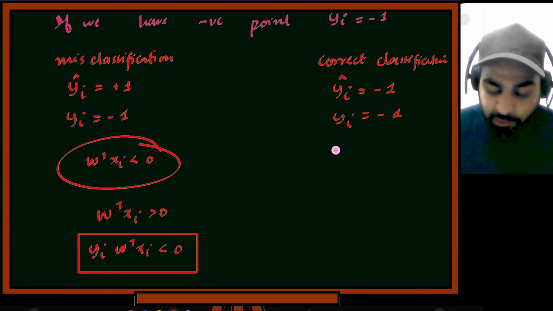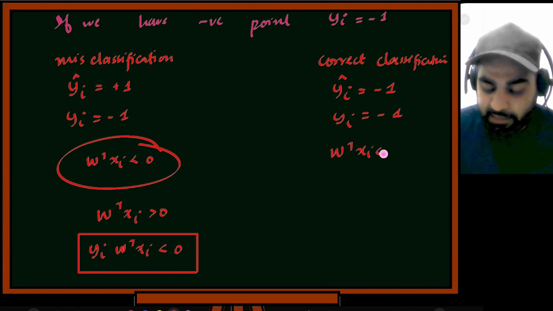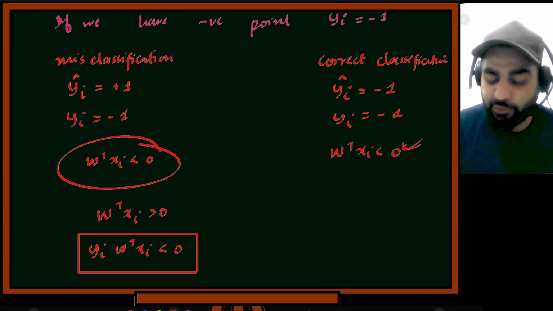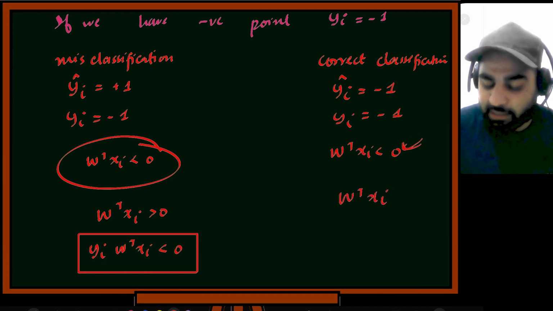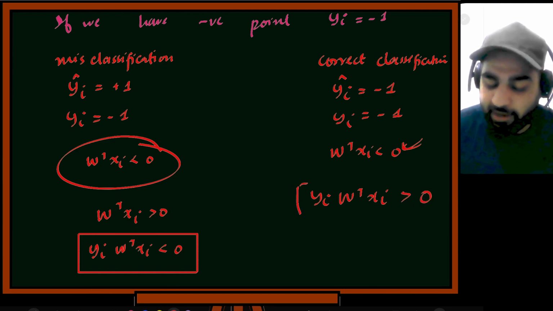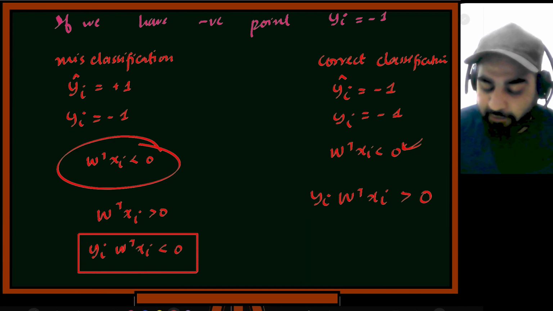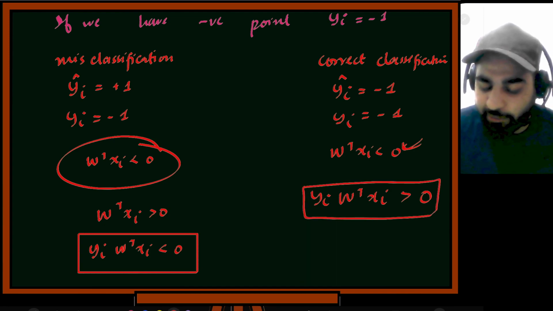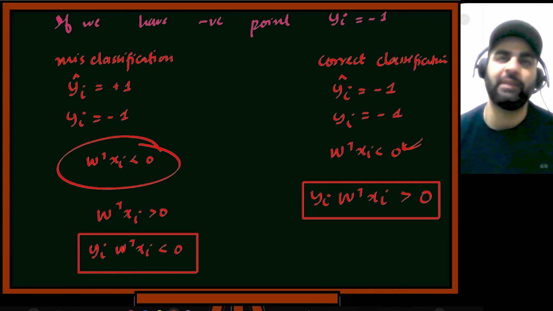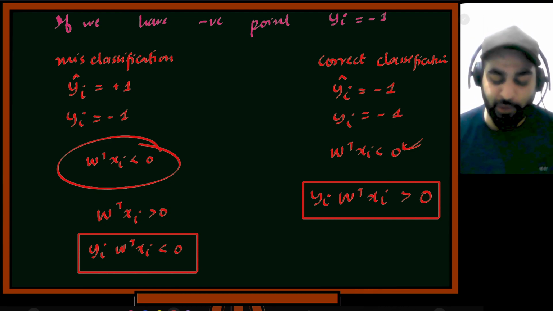Now the actual prediction should have been w transpose xi less than 0. Now it's a correct classification, this would happen. So if you see this w transpose xi and multiply it with the actual label yi, it will be greater than 0. Why is this greater than 0? Because yi was negative and this quantity was also negative. Negative and negative multiplied gives us a positive quantity. How many of you agreed on this?